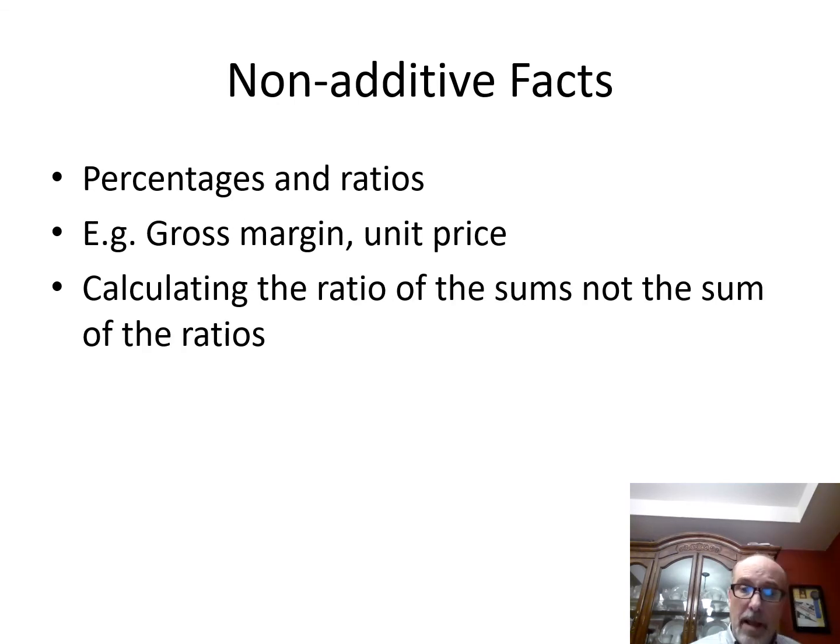Now we're going to talk about non-additive facts, and these are things like percentages and ratios, like gross margin and the unit price. When you calculate, you want the ratio of the sums and not the sum of the ratios. So you don't want to do averages of averages. It's a very poor practice to have, and you get information that is not very useful for you.